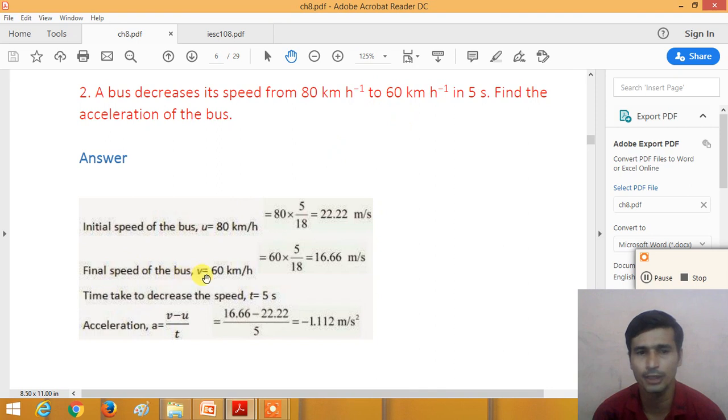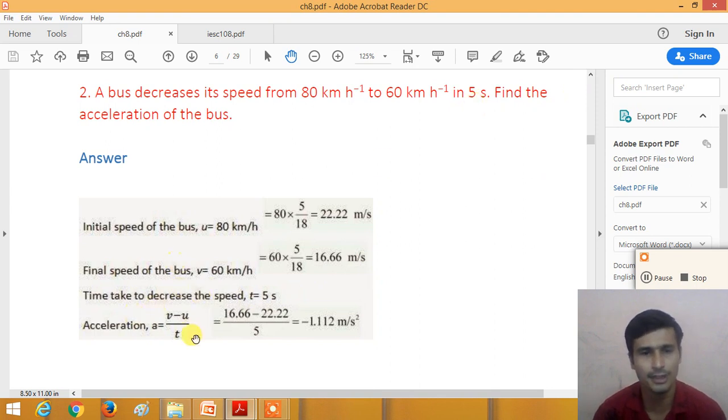Now, the final speed of the bus, v, is equal to 60 kilometer per hour. We convert this into meter per second. So 60 multiplied by 5 by 18, we get the answer 16.66 meter per second. So dear student, here the initial speed of the bus is 22.22 meter per second and the final speed of the bus is 16.66 meter per second. Here the speed of the bus is reduced, so we get the acceleration negative. The time taken to decrease the speed, t, is given as 5 seconds.